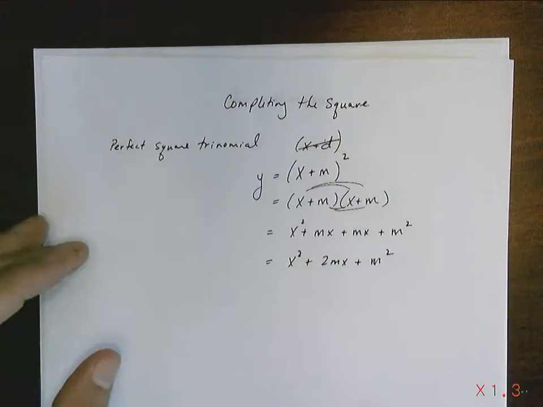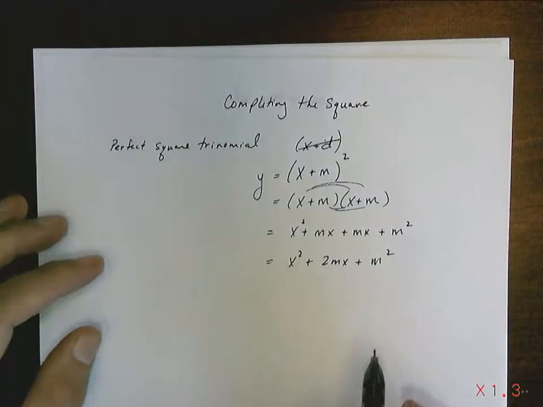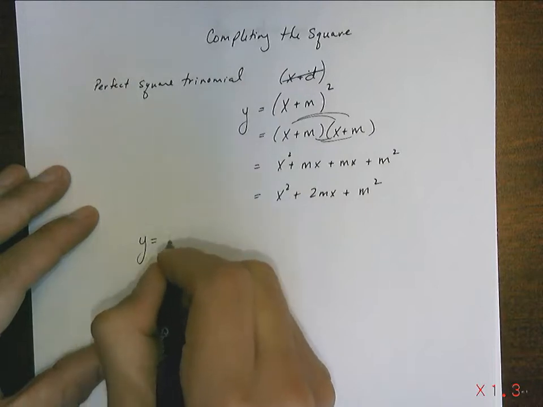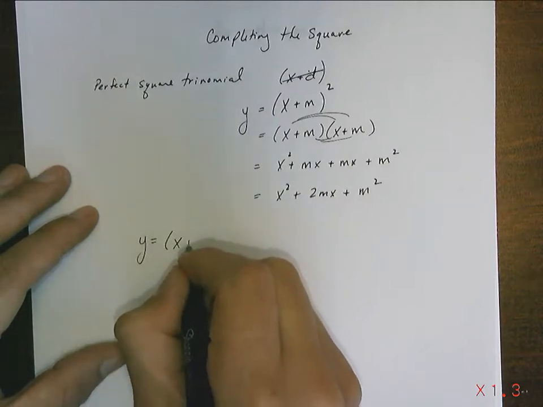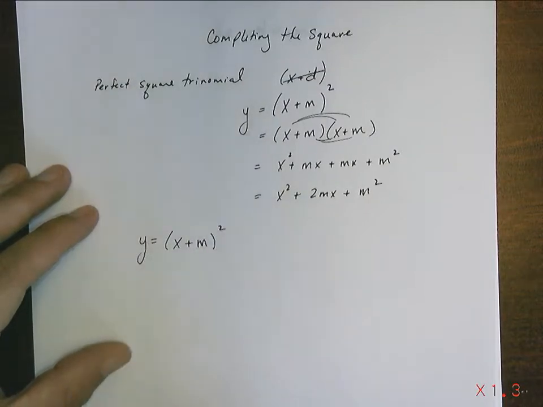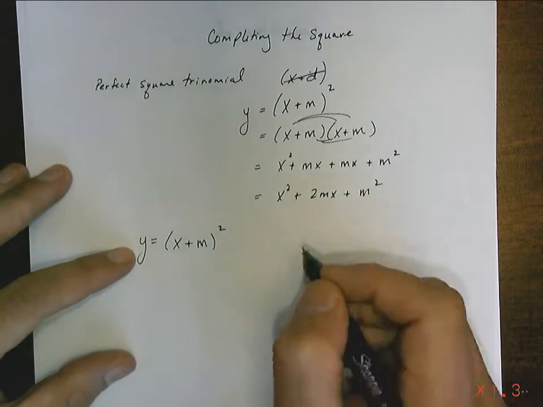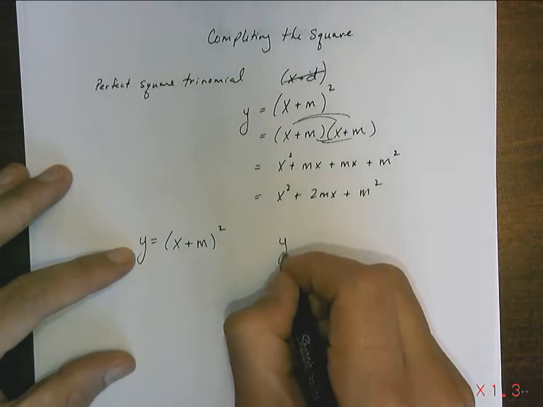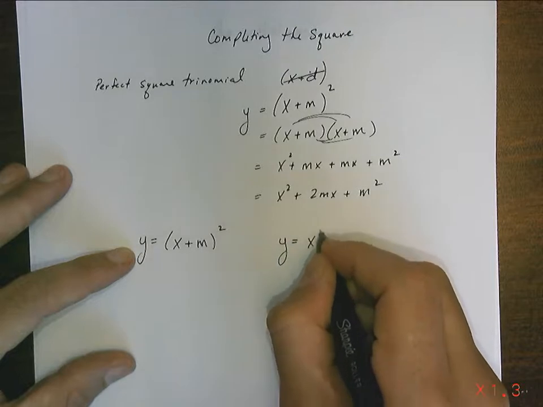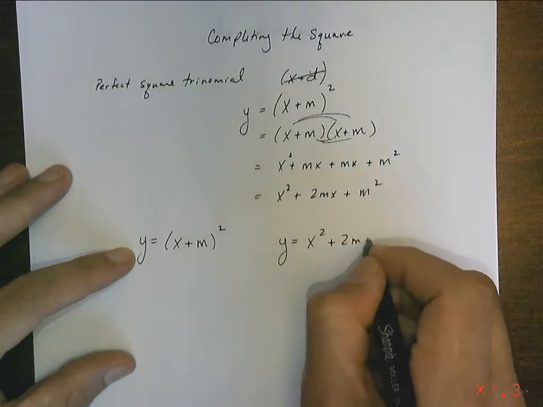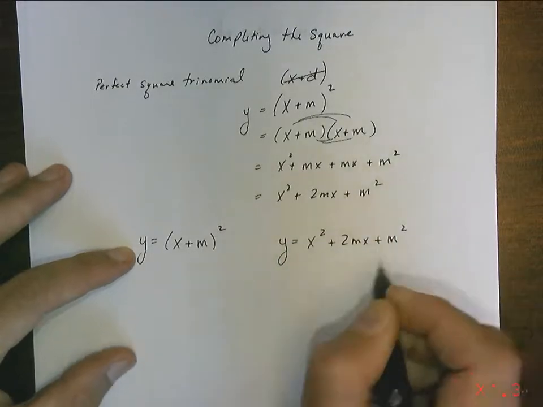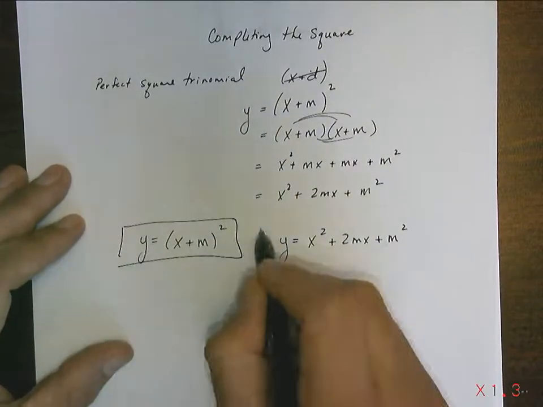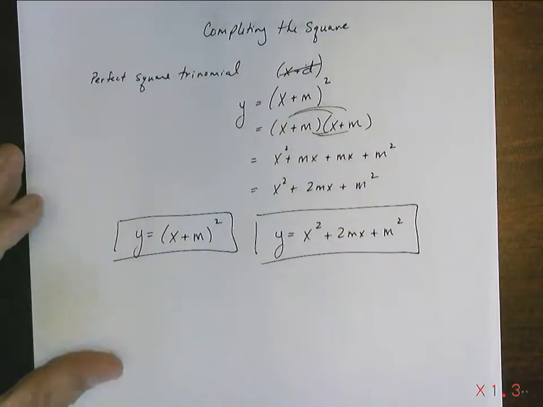And now I have a relationship here that we should draw particularly close attention to. The perfect square trinomial in its factored form looks like that. And my perfect square trinomial in its expanded form, with like terms collected, in standard form, looks like this. And in both of those forms, the value of m is the same.